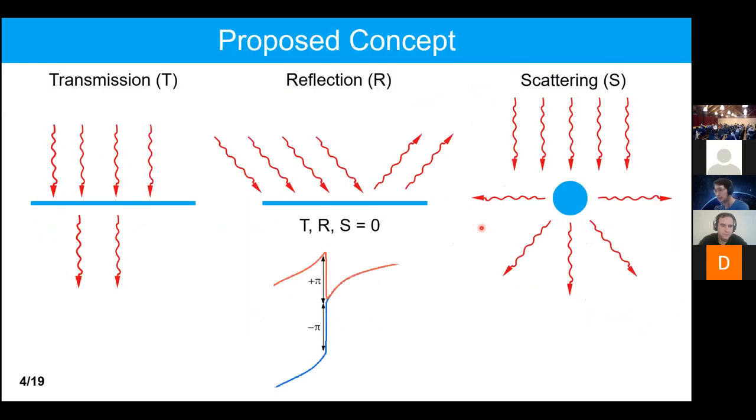And we came up with the idea that we can use zeros of transmission, reflection, or scattering signals. Because at zero amplitude we have an undefined phase, we should have a rapid phase variation in the vicinity of these points, on the order of π. So it's actually our goal.